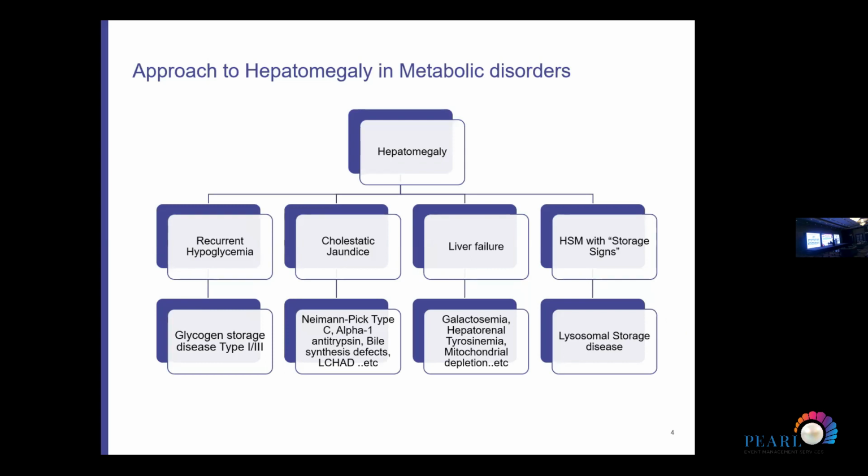If the child presents with a picture mainly of liver dysfunction and liver failure, on the top of the differential is galactosemia and hepatorenal tyrosinemia, in addition to mitochondrial depletion. The first 2, of course, are treatable etiologies which need to be excluded. And unfortunately, for mitochondrial depletion, we can only support the child with not much in terms of management. The last group, hepatosplenomegaly with storage signs, includes the big group of lysosomal storage diseases.